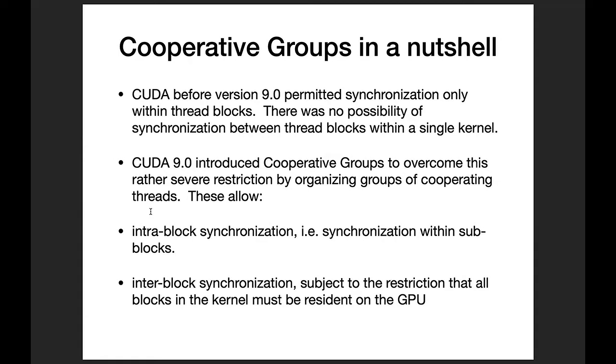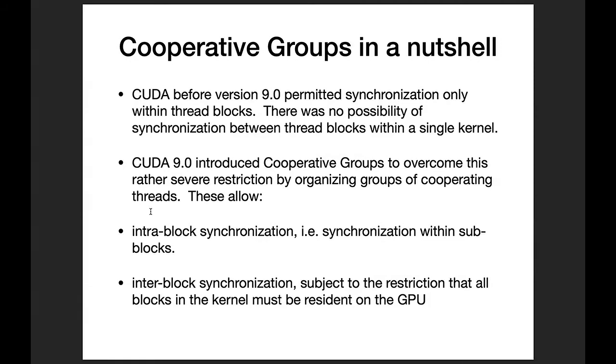In particular, what this means is that with cooperative groups, you will be able to synchronize within a block and within sub-blocks of a block. So you can have finer control of synchronization within a block of threads. And also inter-block synchronization is possible. So you can synchronize between subgroups of blocks or even synchronize the entire kernel. And this is really the key thing. That was not possible before CUDA 9.0.